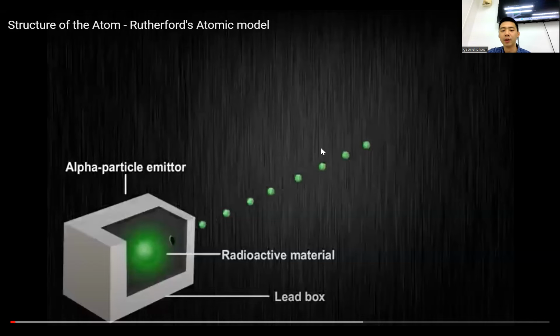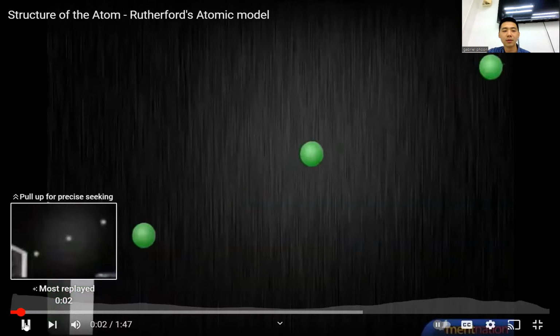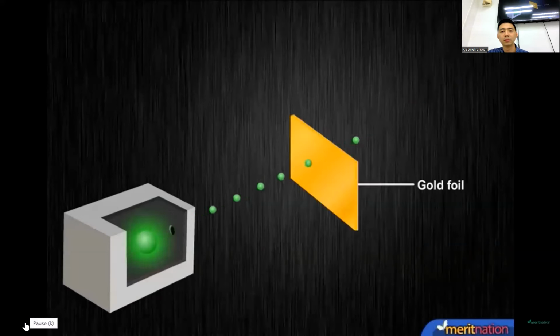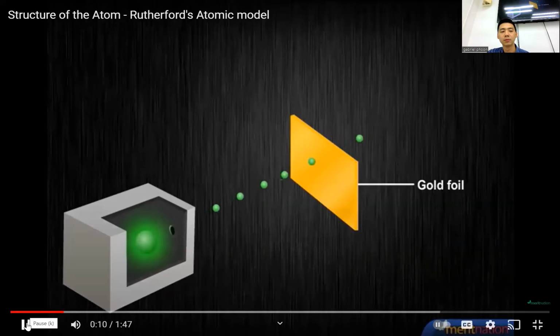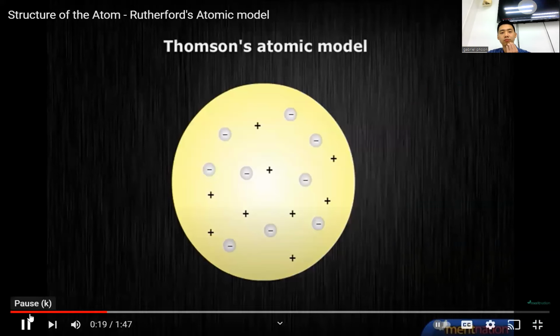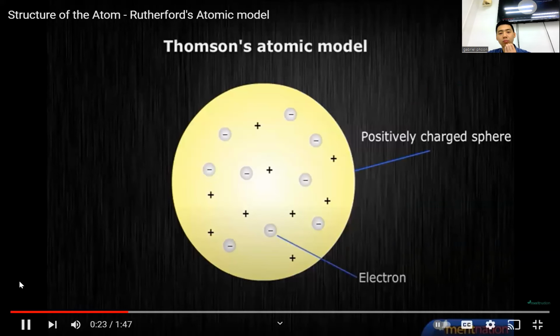Pay attention, this is very important. Performing experiments on radioactivity, Ernest Rutherford bombarded fast-moving alpha particles on a thin gold foil. He observed the reflection of the alpha particles with the help of a screen. Now, according to Thomson's atomic model, an atom consists of a positively charged sphere with electrons embedded in it.